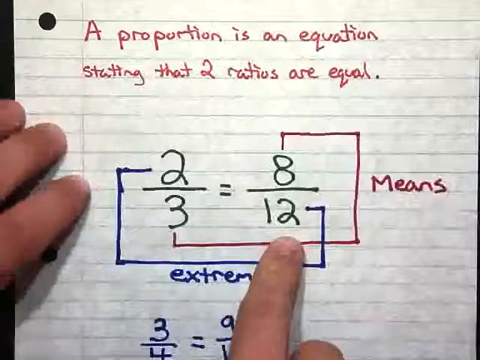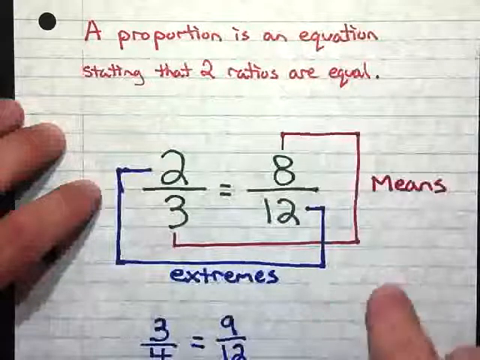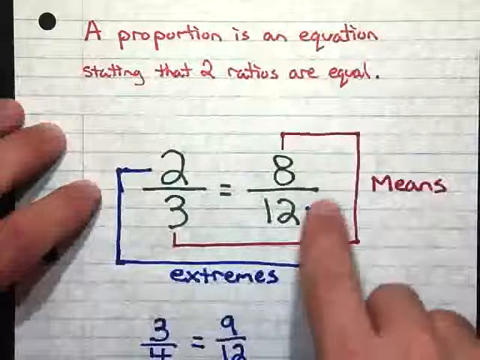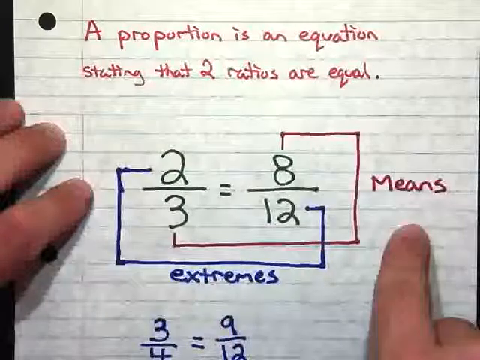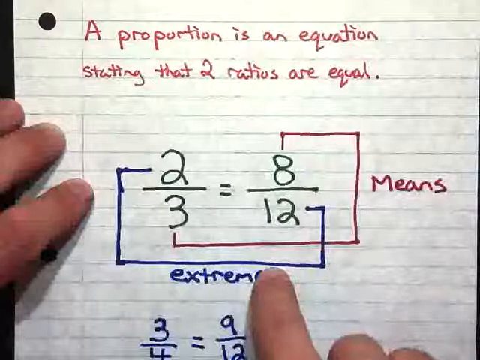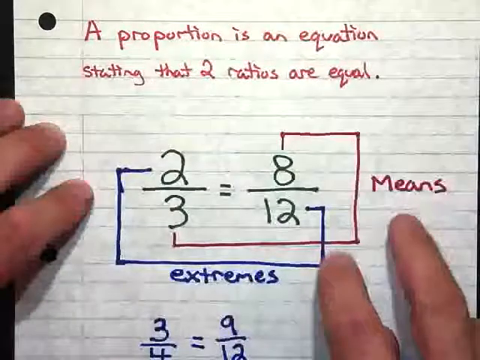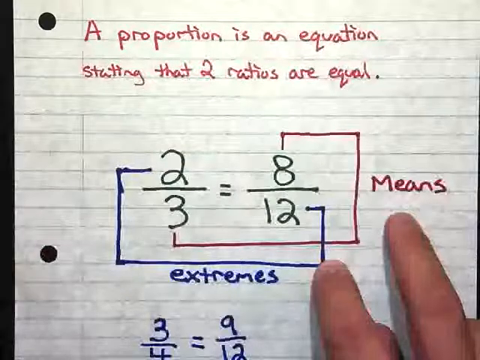Now, the first thing that you need to know here, and all you have to be able to do, is to identify these terms. The 8 and the 3 are what we call our means, and the 2 and the 12 are what we call the extremes. Right now you're just going to be asked to recall these two and be able to identify which terms are the means and which ones are the extremes.